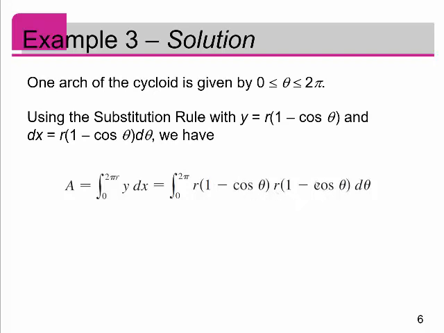Now you're going to have to do a little bit of algebra. The r times r gets r squared, and that just gets factored out. This is just the integral from 0 to 2 pi of 1 minus cosine theta squared d theta. You're going to have to FOIL this out. Integrating the first terms is trivial; this just integrates as theta. The cosine squared theta, you're going to have to power reduce to be able to integrate it.